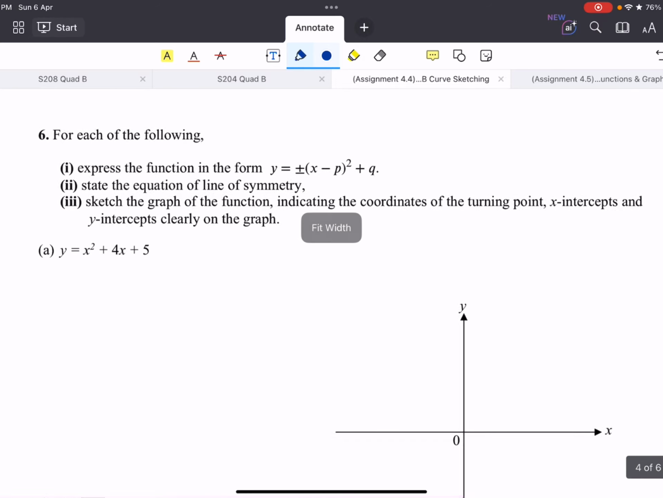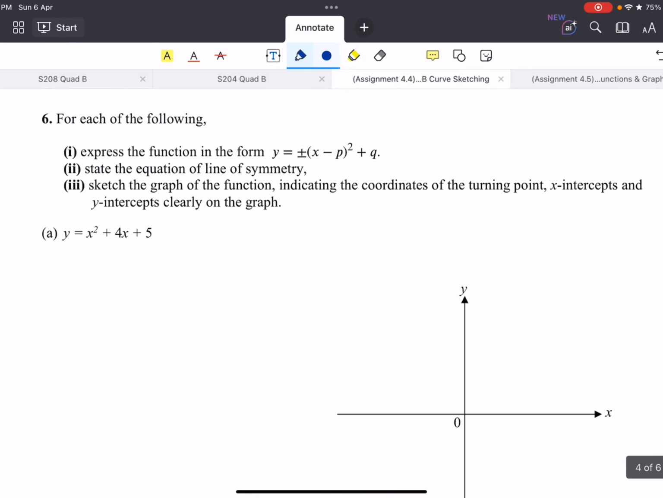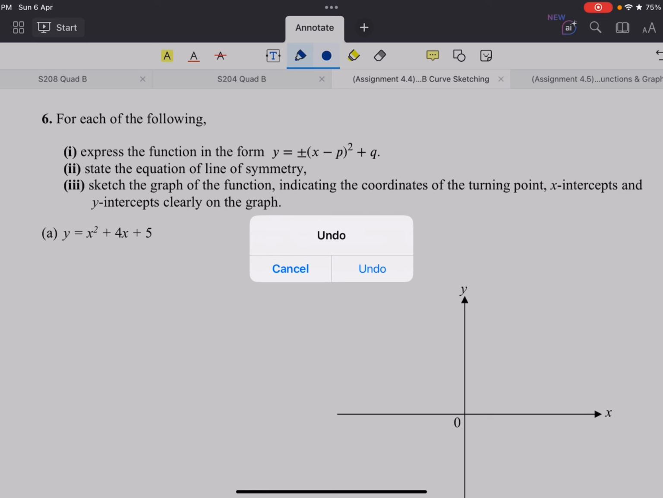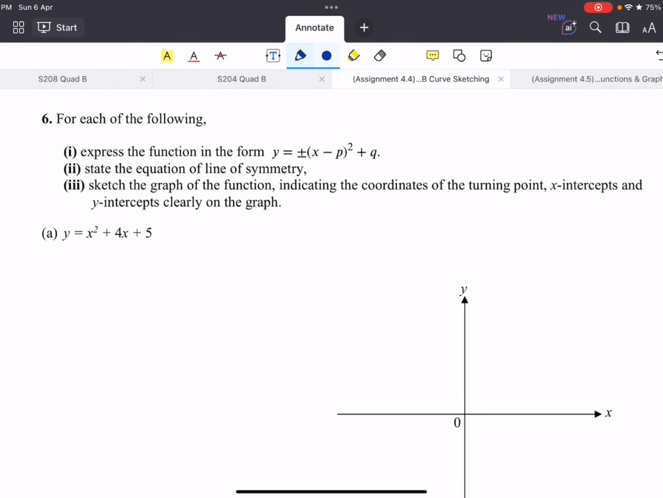Okay, now for the next set of questions, they want us to do completing the square. Now we can do completing the square, right? So this is y equals x squared plus 4x plus 2 squared minus 2 squared plus 5. So y is equal to (x plus 2) squared minus 4 plus 5, which is positive 1. Okay, so that's part 1. So part 2, line of symmetry.